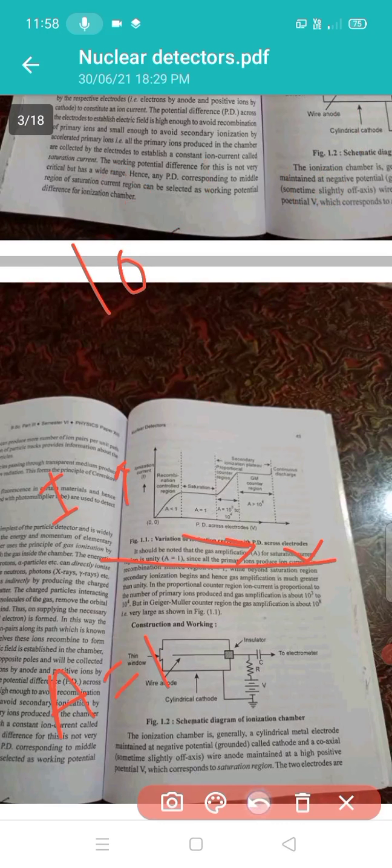The variation of the ionization current with potential difference across the electrodes. First is the recombination region. In that the value of gas amplification is less than 1. Here the recombination rate is low and hence as the potential difference increases, the ionization current also increases. Then in the saturation region it becomes stable. Here the value of gas amplification is 1.